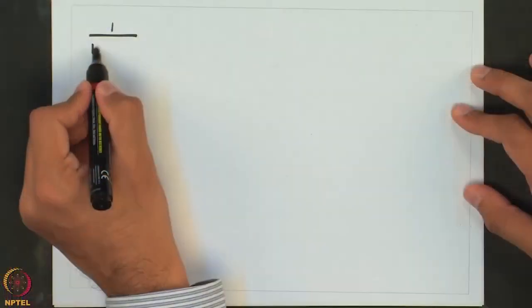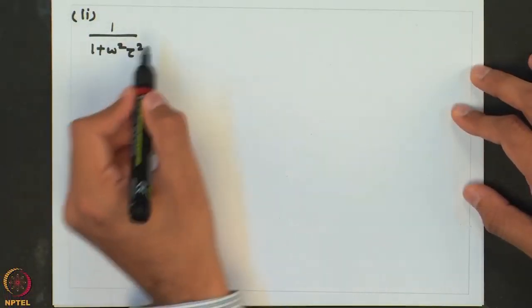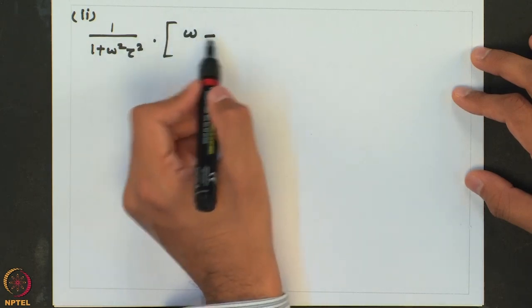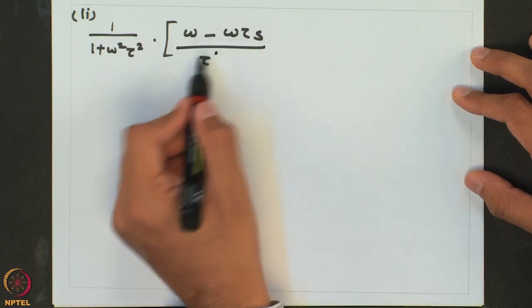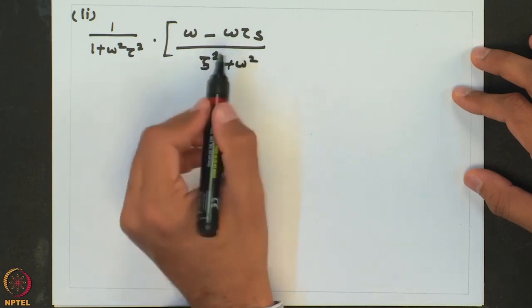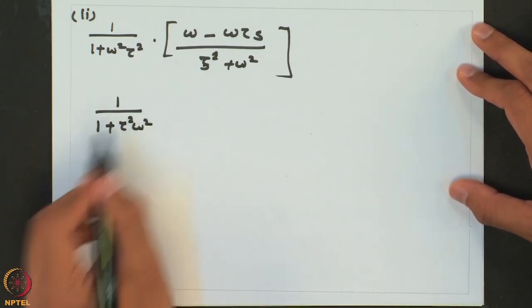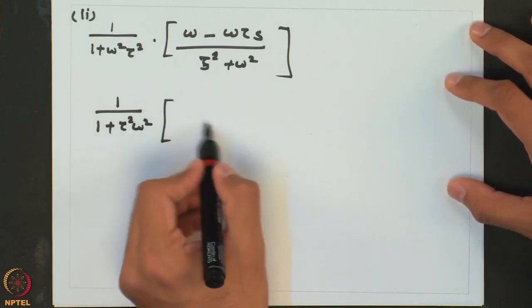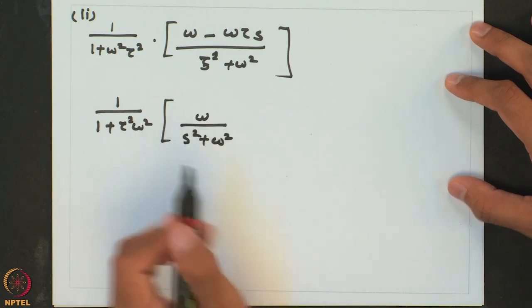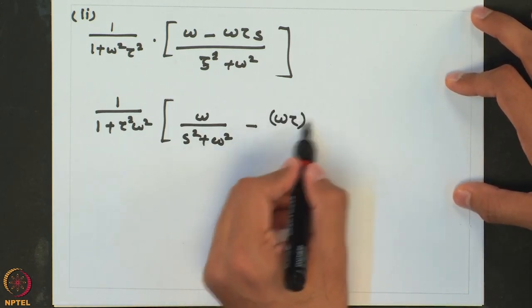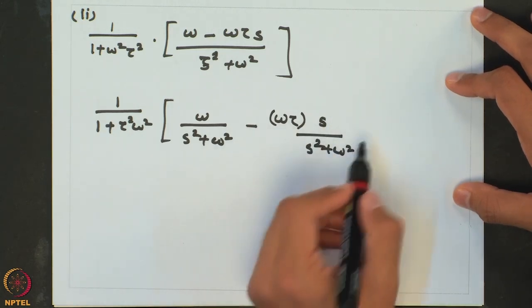So let us now look at the second term, which we can say is 1 over 1 plus tau square omega square times omega minus omega tau s over s square plus omega square, which we can write as 1 over 1 plus tau square omega square times omega over s square plus omega square minus omega tau s over s square plus omega square.